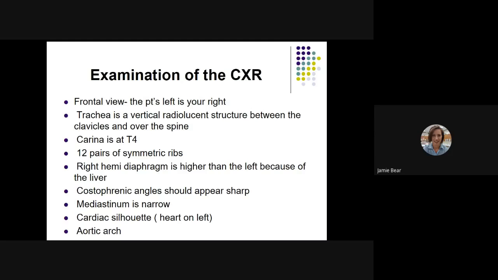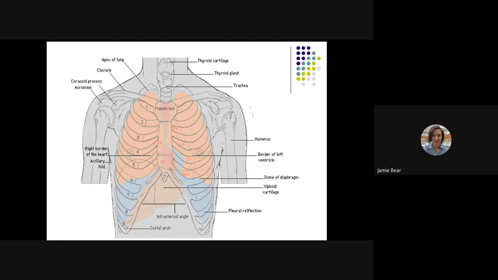it's just the very bottom angle of the ribs. I'll show it to you. The mediastinum should be narrow, the cardiac silhouette should be apparent, and the heart, of course, will be on the left side, and you will be able to visualize the aortic arch.